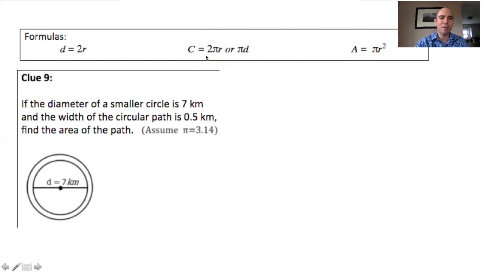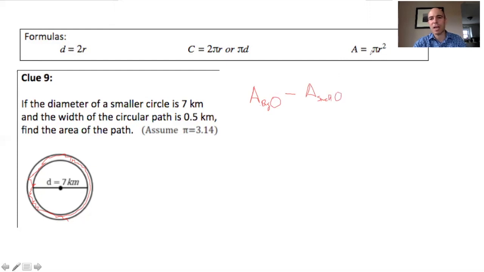Okay, clue 9. If the diameter of a smaller circle is 7, the width of the circular path is 0.5. Oh, my goodness. What is the area of this path? Holy smokes, you guys. Okay, so this one I am going to give you a little help. We're talking about this area here, just to make it clear. So how do you get the area of the path? Well, you're only watching this video if you need to, so maybe I'm giving too much away, but so what. You take the area of the big circle minus the area of the small circle.